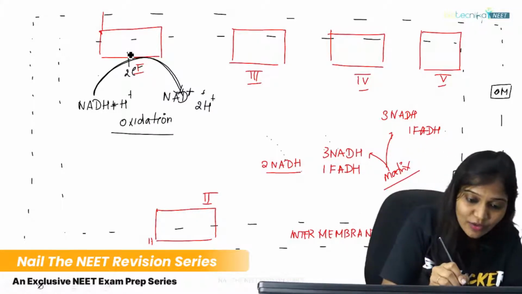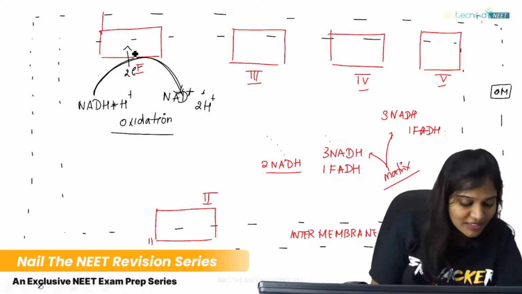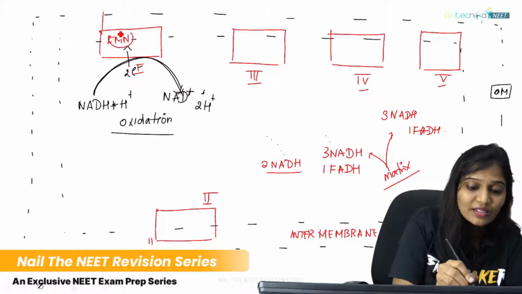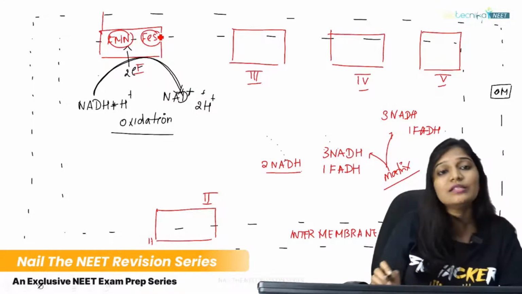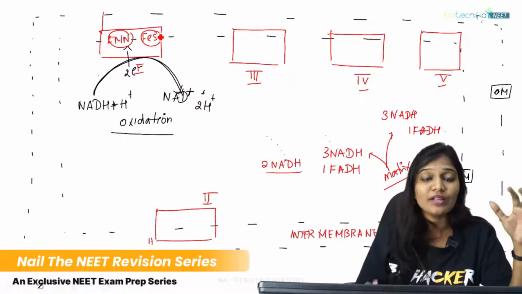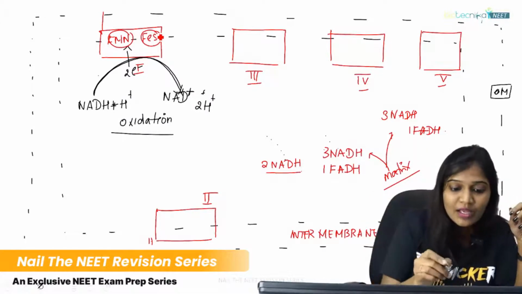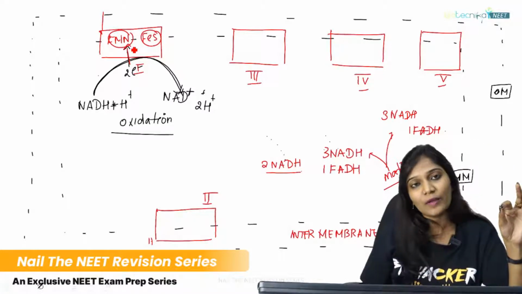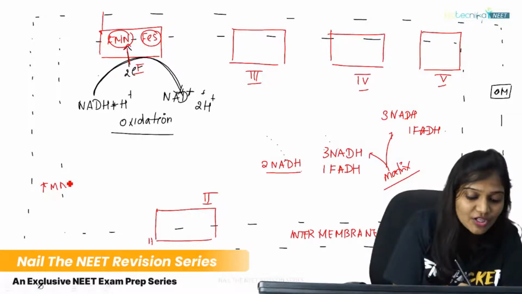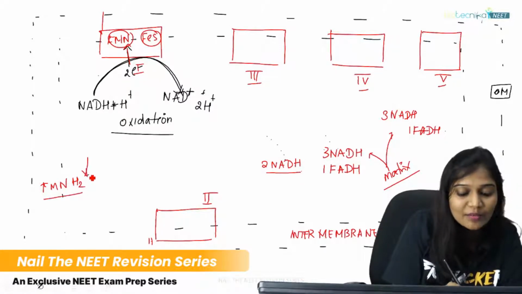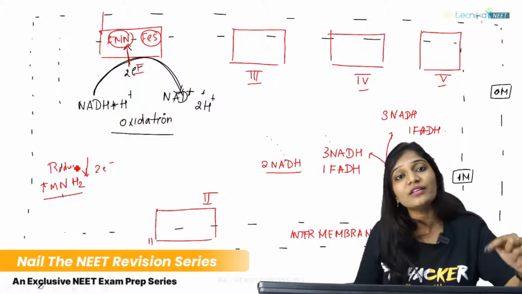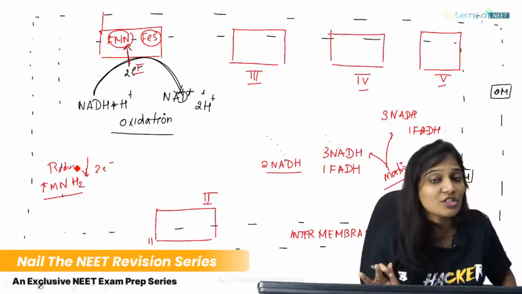So what exactly happened? The electron is given to complex number 1. And I told you inside a complex there are some proteins present, which are FMN and FeS. These are some of the proteins present inside it, and I told you they are lipid soluble molecules. That's why they are embedded here. Now what will happen? The electrons will be accepted by FMN. FMN will change into FMNH2 while accepting electrons. Now this is getting what? Reduction. So can I say oxidation and reduction are taking place simultaneously? This process is called a redox reaction.